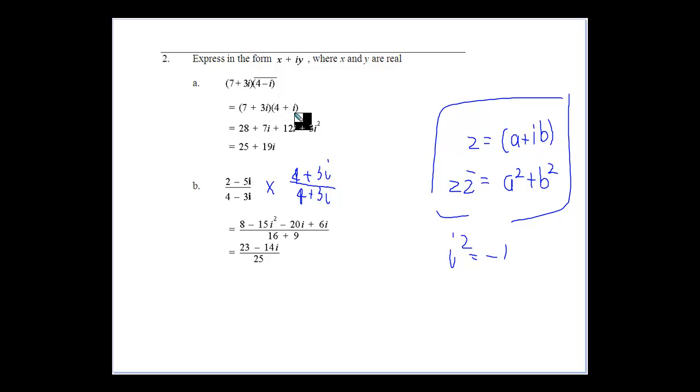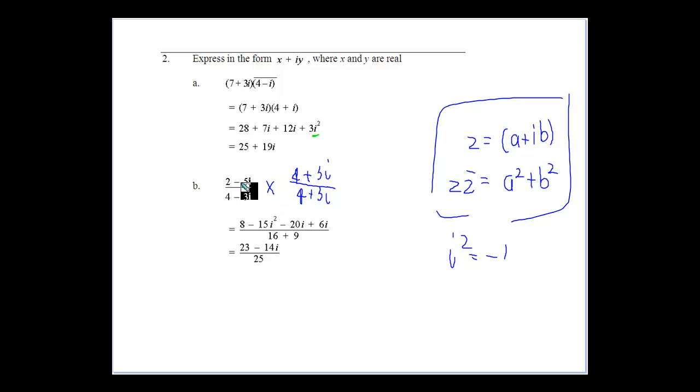there, so it gives us 4 plus i. Then expand it out, remembering that we're going to get the 3i times i, which is 3i squared, which is going to be a negative. So 28 minus 3 gives us 25. Add the 7 and 12 gives us 19.